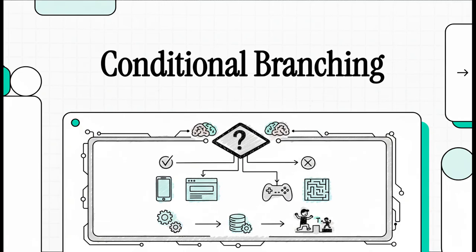All right, let's jump right in. Have you ever wondered how an app, a website, or even a game just seems to make decisions? How it knows exactly what to do next? Well, we're going to pull back the curtain on the secret of how software seems to think. It's a concept called conditional branching. And trust me, it is everywhere.